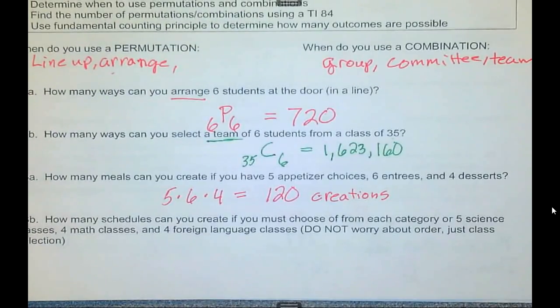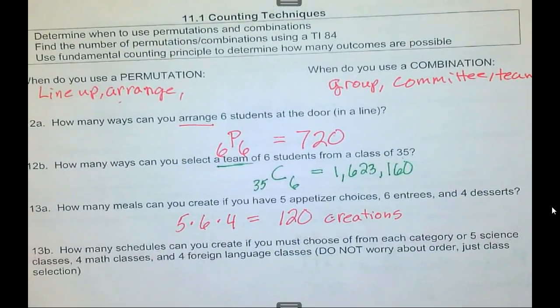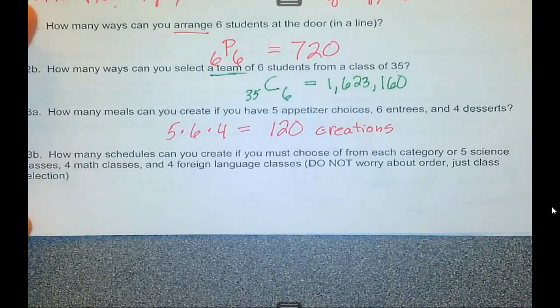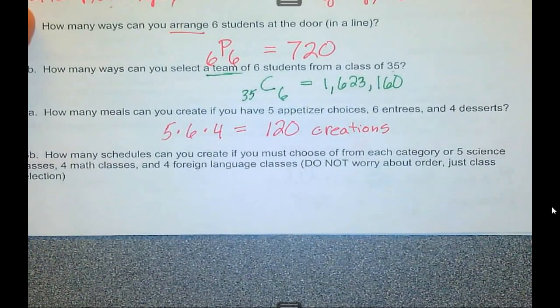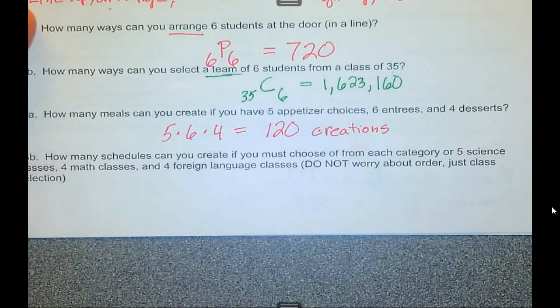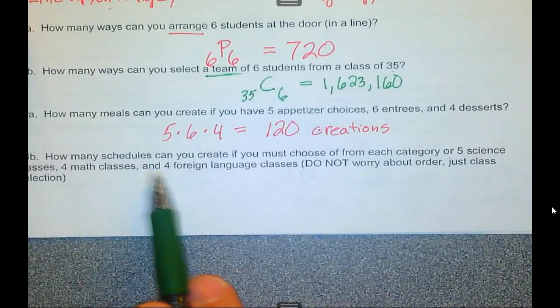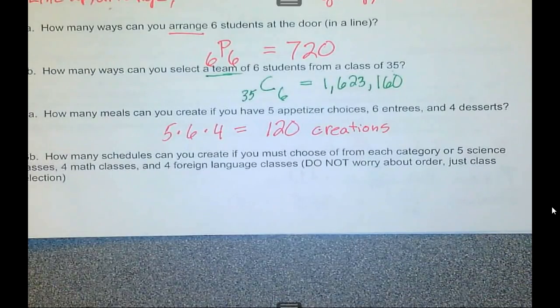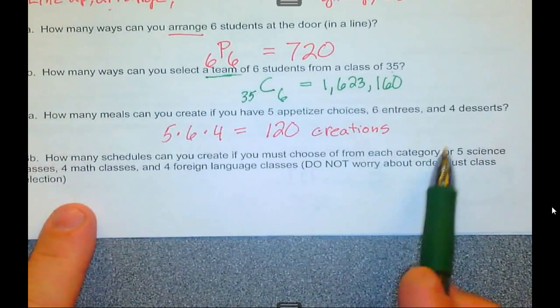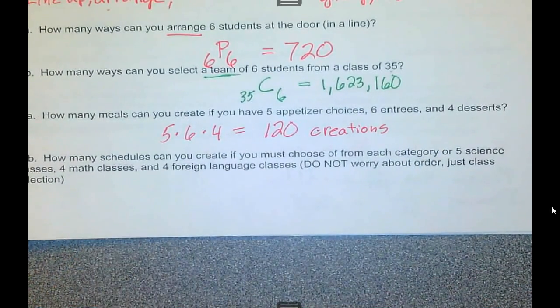Okay. Any other questions? 13B. How many schedules can you create if you must choose from a category of 5 science classes, 4 math classes, and 5? Yeah, it's the same thing. I would use the counting principle. 5 times 4 times 4. You could use permutations, but then you're going to have to multiply the permutation. It's just easier to do counting principle.